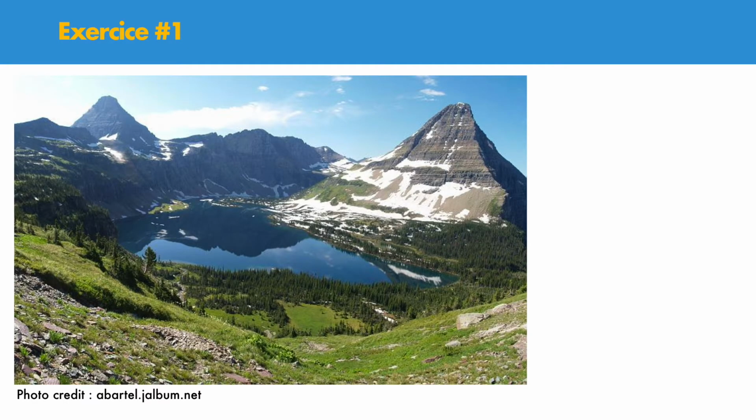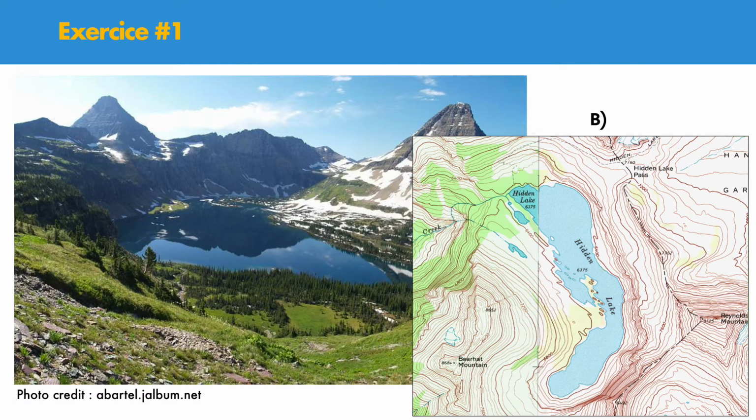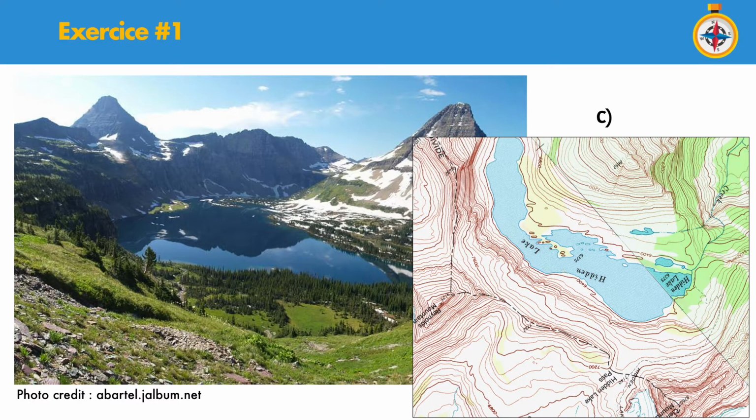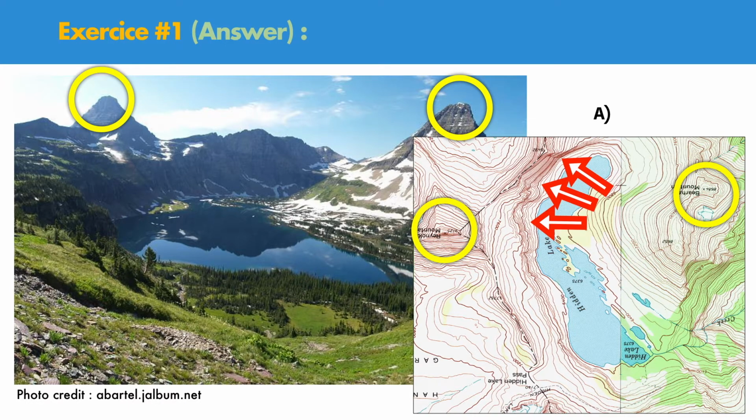This is a photo of the Hidden Lake, and these are three topographic map excerpts, only one of which is oriented to the photo. Which one? A, B, or C? The correct answer is the first one, A, because this peak is this one, and this cliff right here is what is represented here by these contour lines that are close to each other.